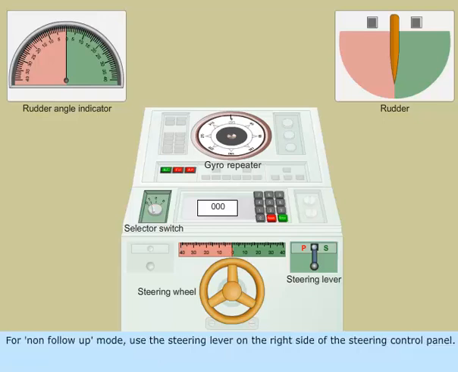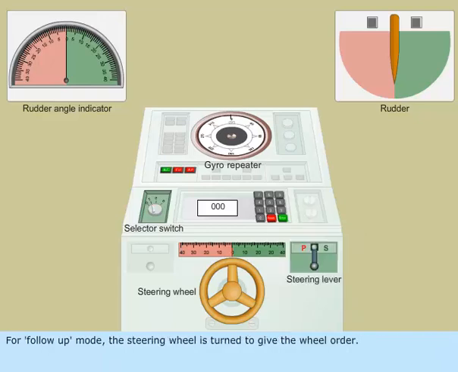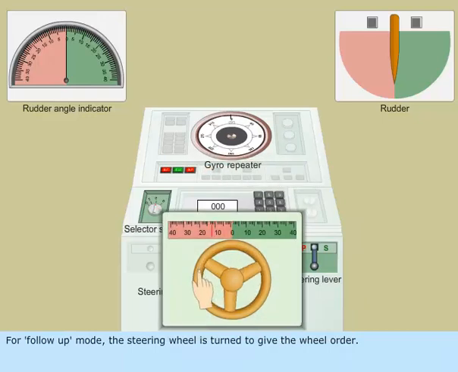For non-follow-up mode, use steering lever on the right side of the steering control panel. For follow-up mode, steering wheel is turned to give wheel order.